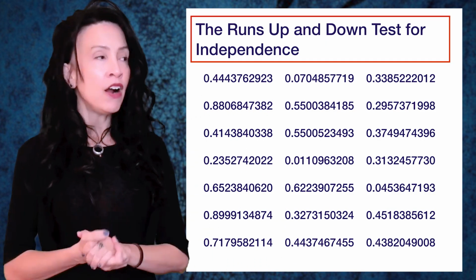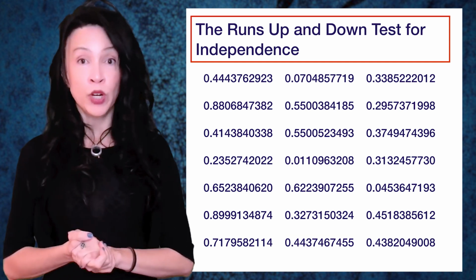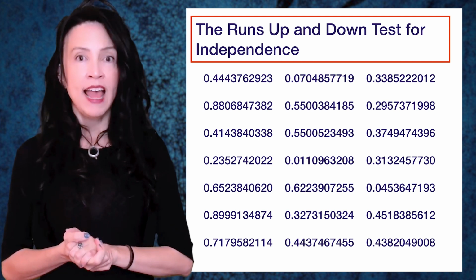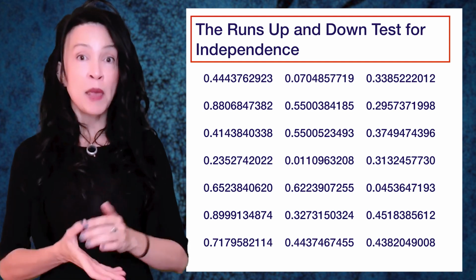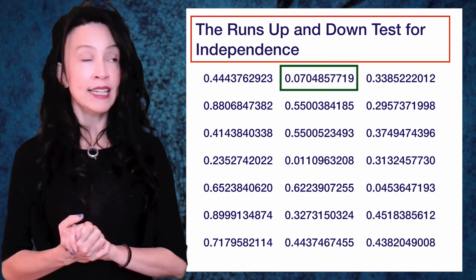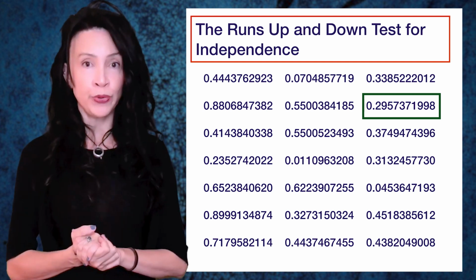The hypothesis test that is the subject of today's video is a runs up and down test for independence. Here are values from a random number generator. I simulated 100,000 values and I only put 21 on the screen because that would be ridiculous. And the order is important. These came out of my random number generator in this order. This was the first number, this was the second, here was the third, here is the fourth and fifth and sixth. So I'm going across rows.